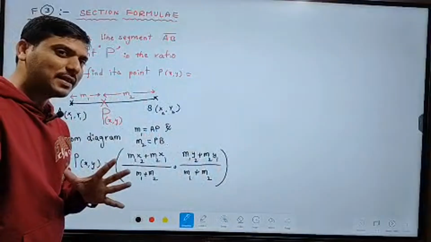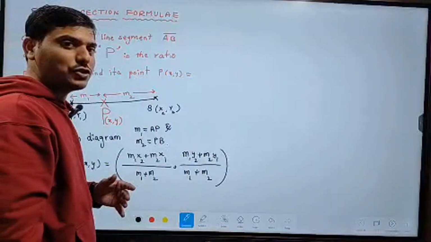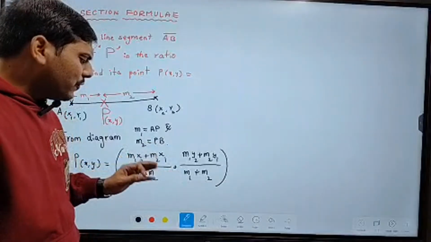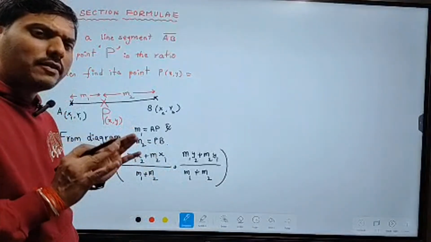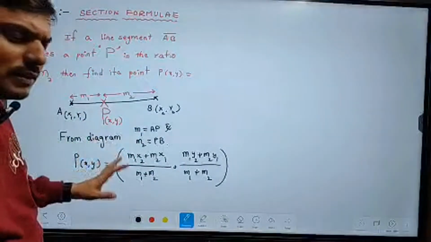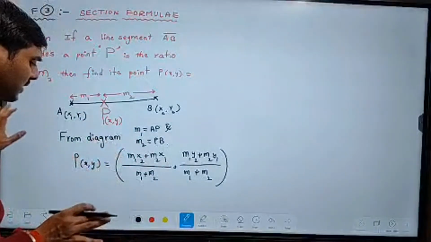That point P divides the line segment AB in the ratio of m1 is to m2. This is the most important formula, students. Whenever you write this formula, it is very easy, students. Don't be worried behind this formula. Once again, I write this formula. Listen carefully.